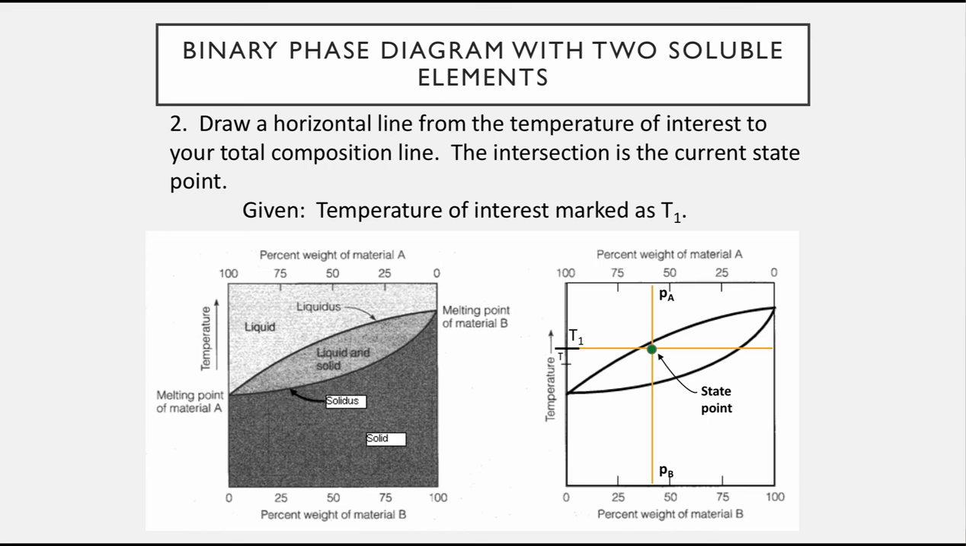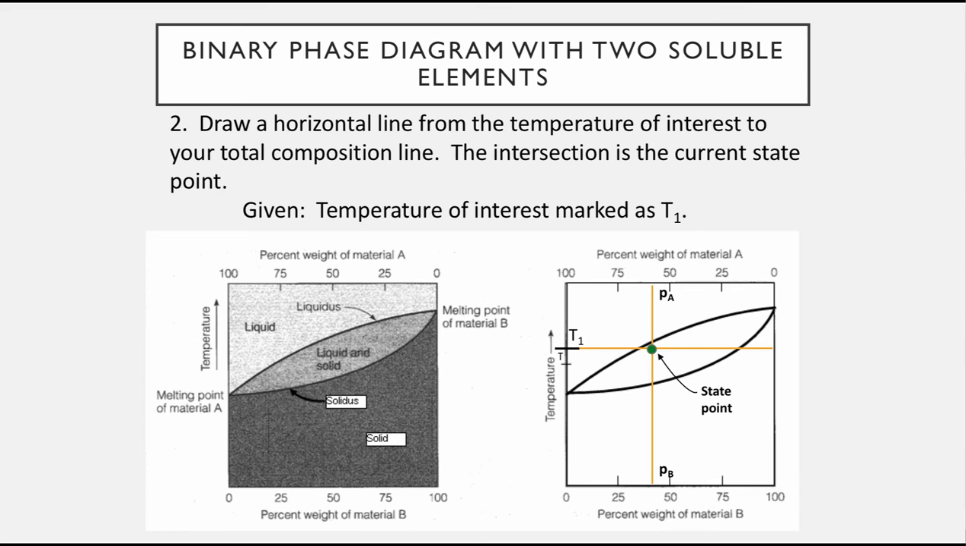Now let's pause for a moment. At this temperature, if we were 100% material B, we should be 100% solid because we're below B's melting point. But if we were 100% material A, we should still be 100% liquid because we're above A's melting point. So within our liquid, we might expect to see a little bit more A, and in our solid, we might expect to see a little bit more B, but we don't know.